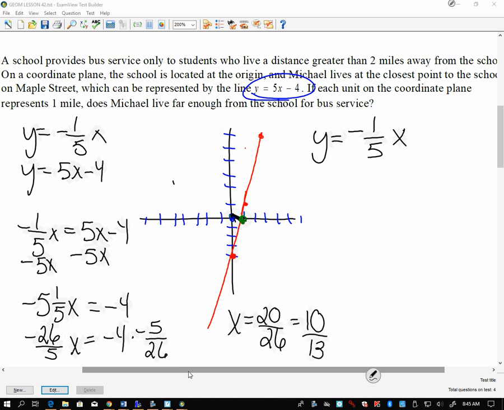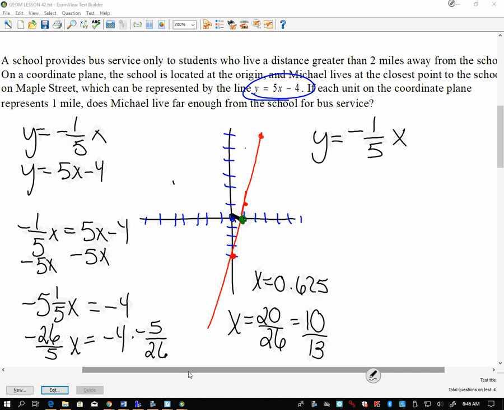As a decimal, what does that come out to? What's 10 over 13? 0.625. So the x-coordinate is 0.625, if you want to look at it like that. 10 over 13 is fine too. Did it end at 0.625 or did it keep going? All right, good. Stopped right there.